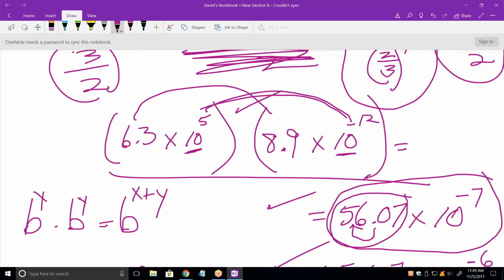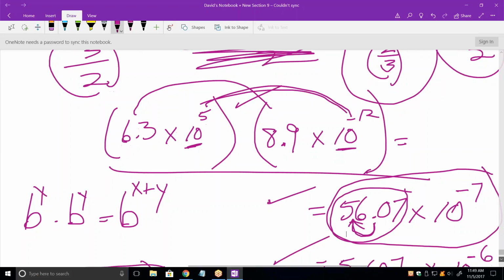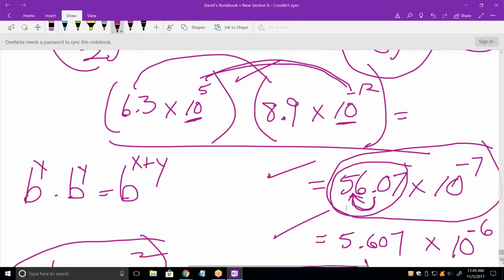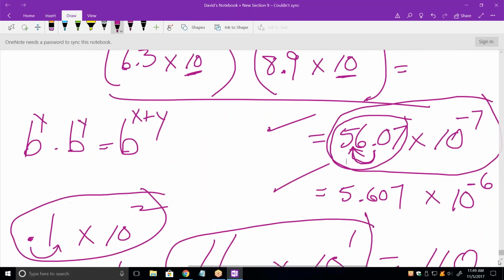So I have to move my decimal point to the left, which means I have to add 1 to the exponent, and that's what I did. When I added 1 to minus 7, I get minus 6. I don't get minus 8. I get minus 6. Yeah, because it's negative. Yeah. But that's the rule.